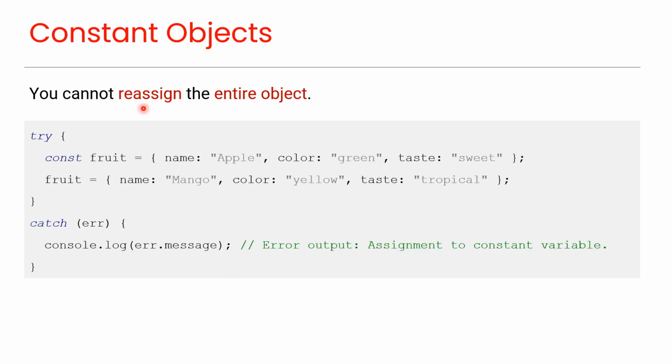You cannot reassign the entire object. Here, we're trying to reassign fruit to a completely new object. This throws an error because the fruit reference is constant.